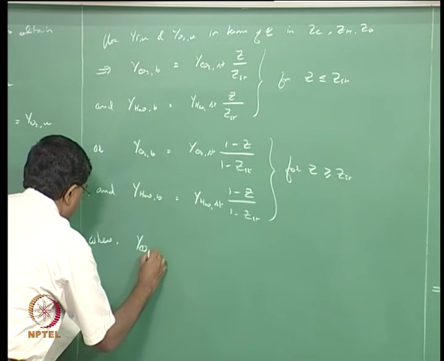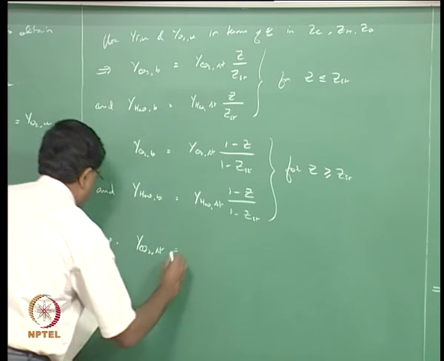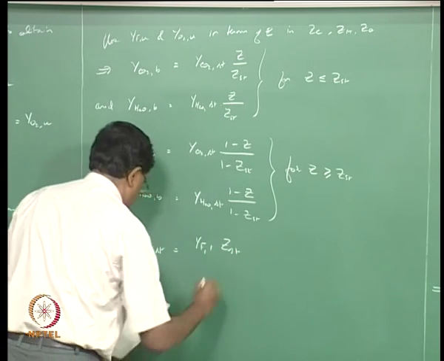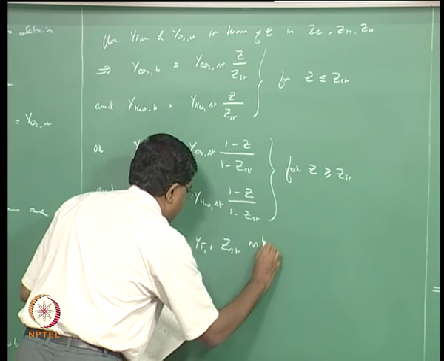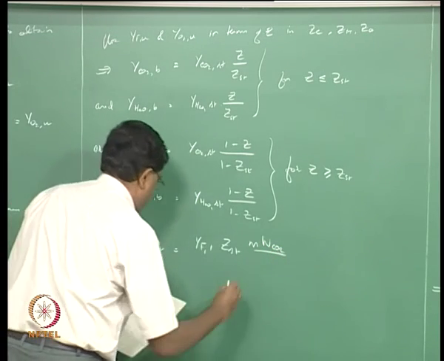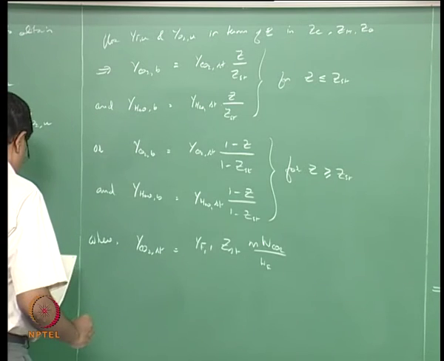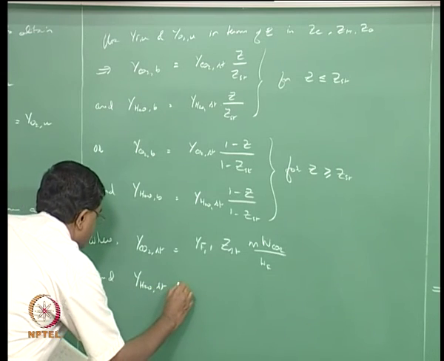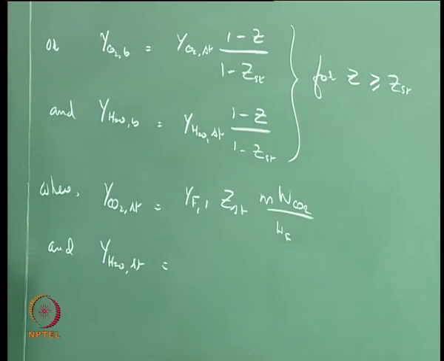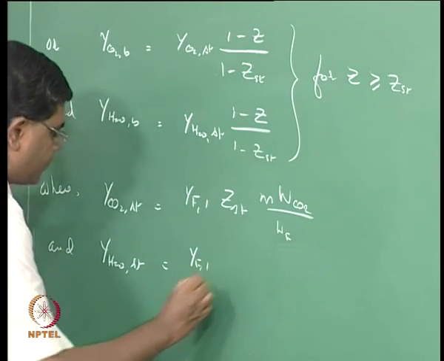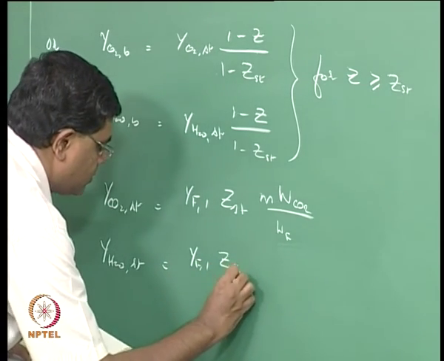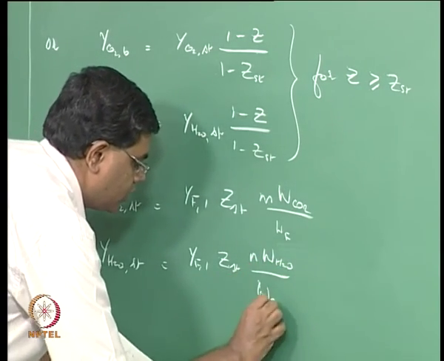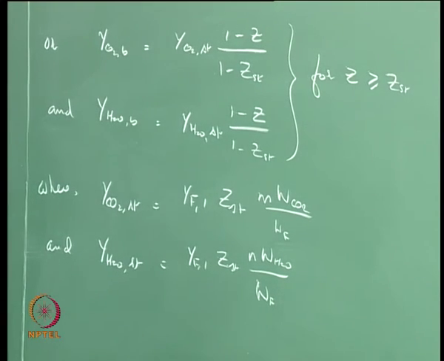So YCO2 stoichiometric is YF comma 1 ZST times M WCO2 divided by WF, and YH2O comma stoichiometric is YF comma 1 ZST N WH2O divided by WF. All right.